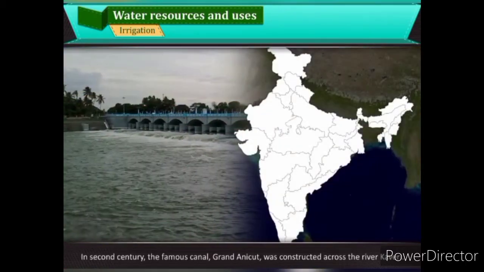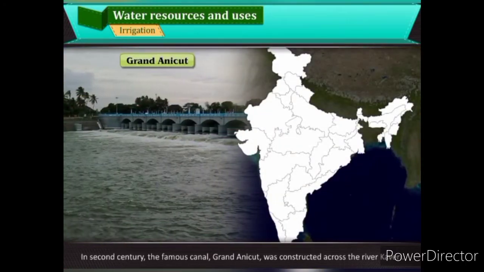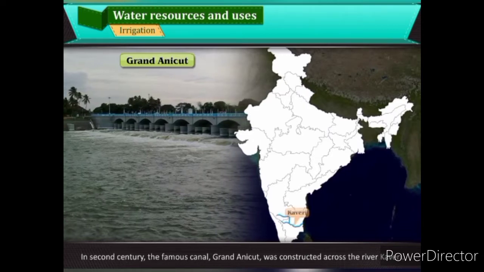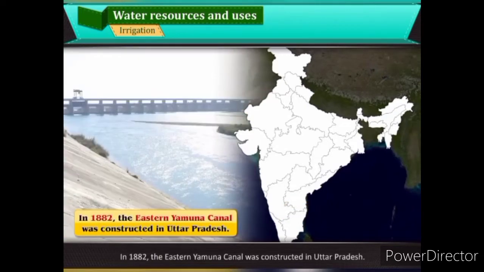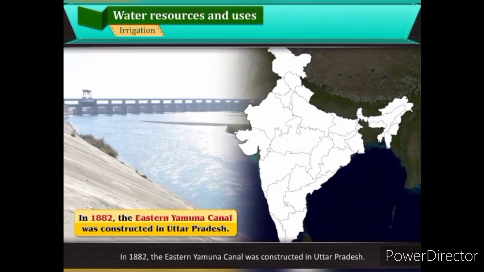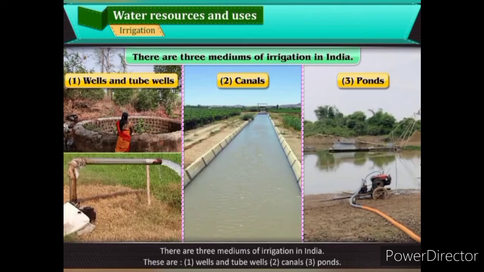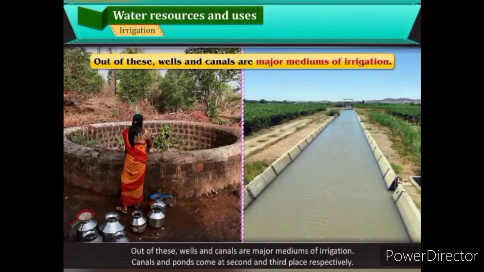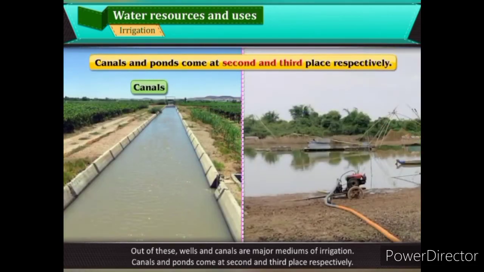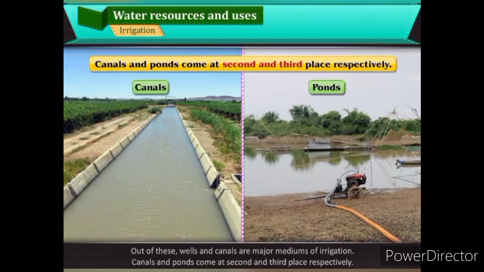In the 2nd century, the famous canal, Grand Anicut, was constructed across the river Kaveri. In 1882, the Eastern Yamuna Canal was constructed in Uttar Pradesh. There are three mediums of irrigation in India. These are wells and tube wells, canals, and ponds. Out of these, wells and canals are major mediums of irrigation. Canals and ponds come at 2nd and 3rd place respectively.